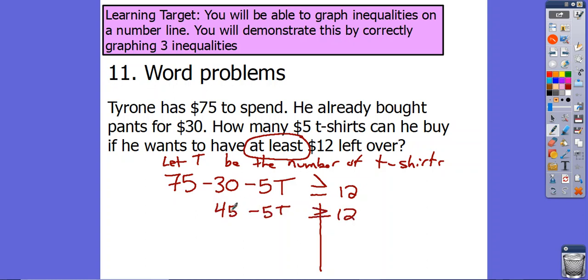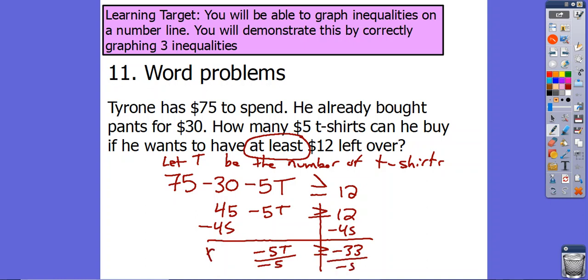The 45, I will do the opposite and subtract that. So -5 t-shirts are greater than or equal to -33. That doesn't make any sense. But if I divide by -5, which by the way is a red flag, dividing by negative, that's going to leave me with t-shirts are less than or equal to, so flip that around. The negatives cancel out, and I'm going to get 6.6.